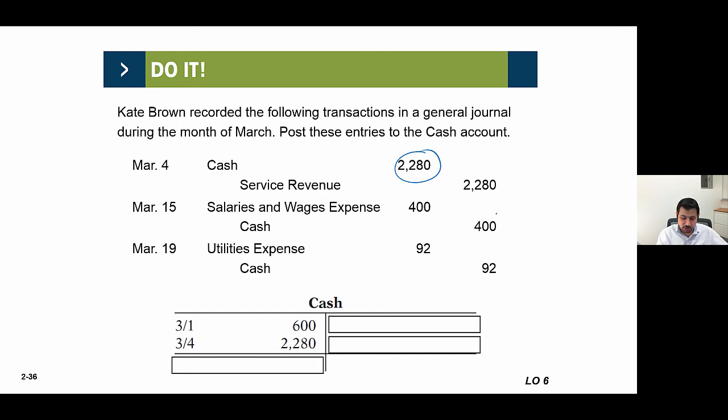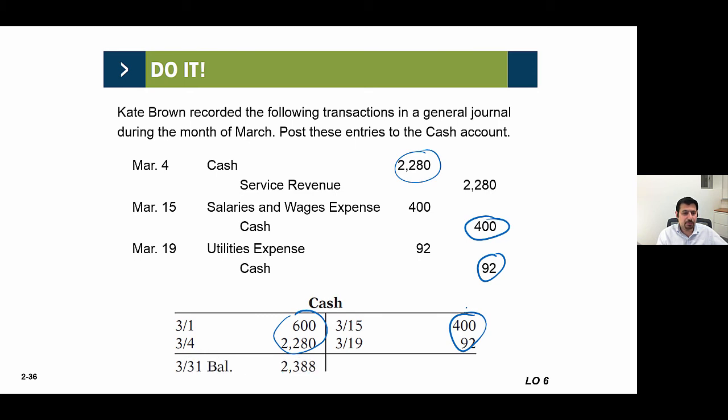The second transaction included a payment in cash. So cash was credited 400. So we put it here under cash, credited 400 on March 15th. The last one was also a credit of $92 to cash on March 19th. We add these and subtract these. So we add the debits and subtract credits from cash because cash is a debit account. So we add the debits, we subtract credits, and we end up with the ending balance.